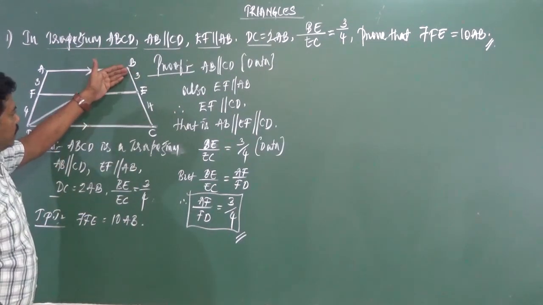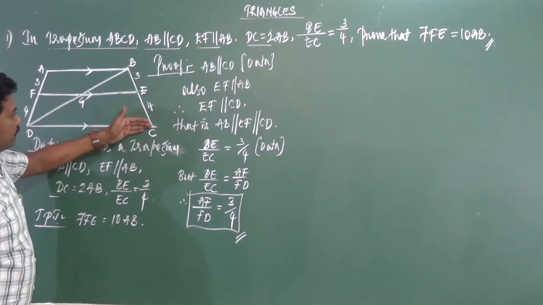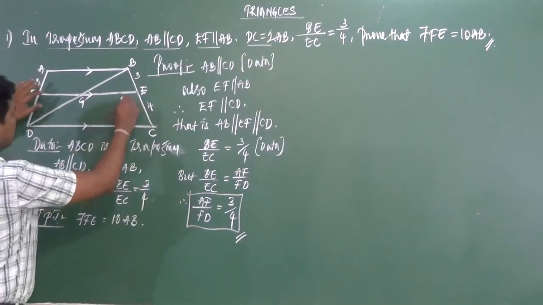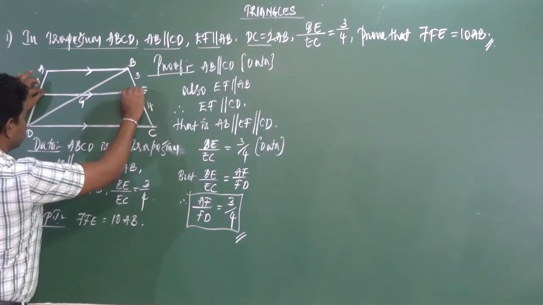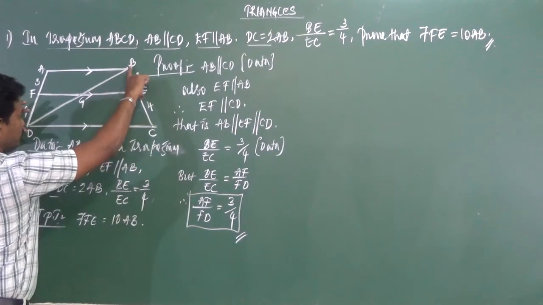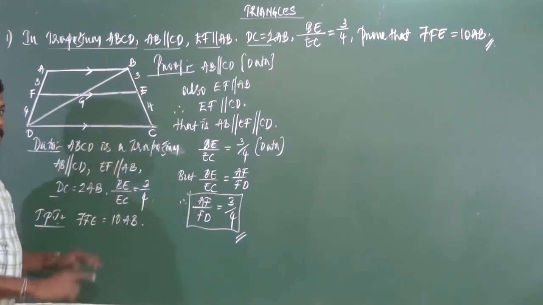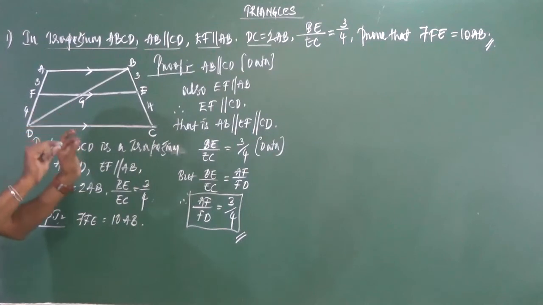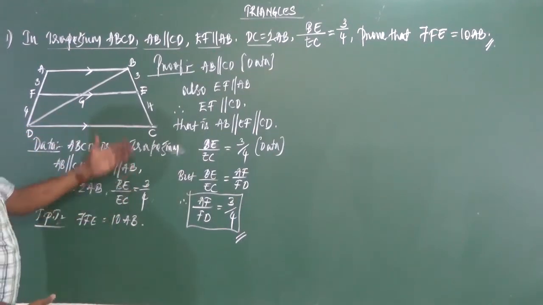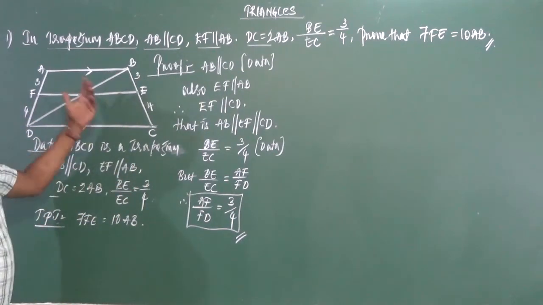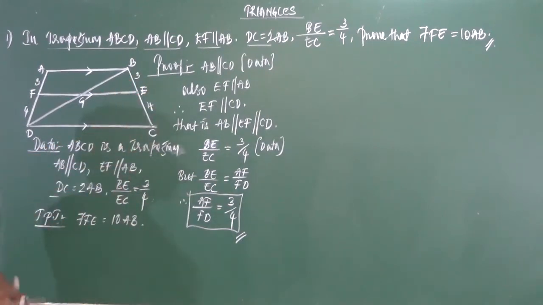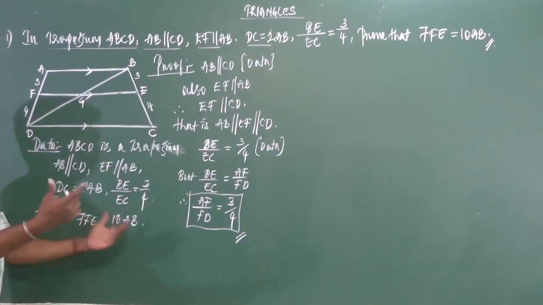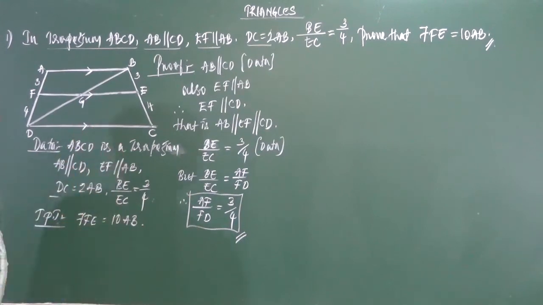You can make BE as 4 units and EC as 3 units. While drawing the diagram, please pull this line just below, because this becomes 4 parts and this becomes 3 parts. Just in the diagram, pull the line below so that it looks like a 4:3 ratio. If you do it, it will be 7FE equal to 11AB. So the result to prove changes. Don't worry about the ratio.